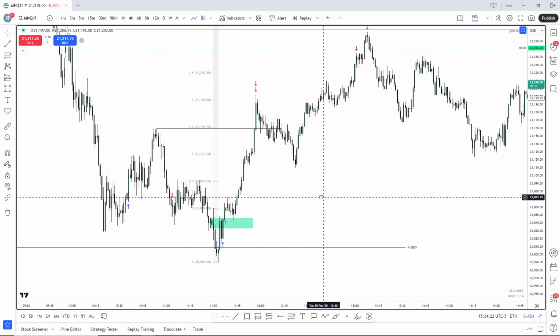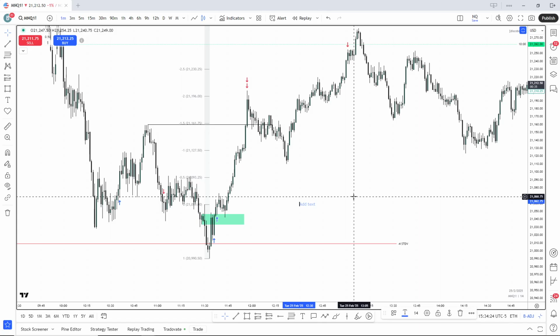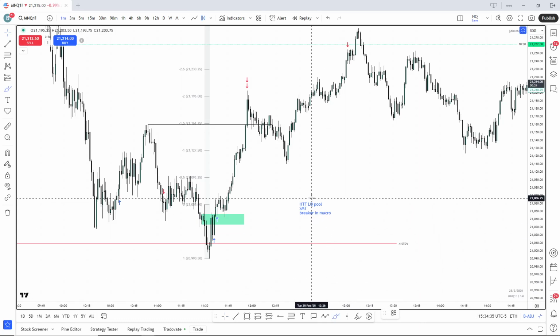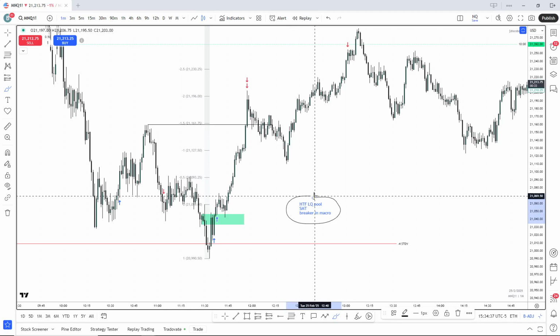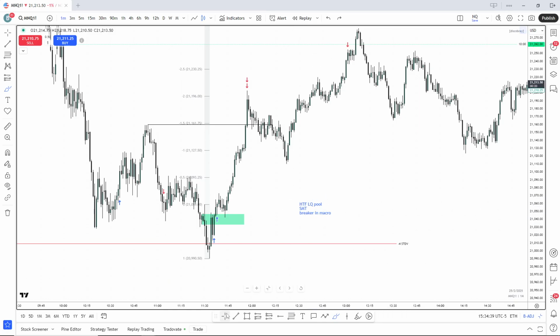Really simple model, guys. It's pretty simple across the board, right? All you're waiting for is higher time frame liquidity pool, SMT, breaker, and macro. Those are 3 foundational topics, subjects that you're going to need with pretty much every single smart money reversal on any fractal basis that you're going to take.